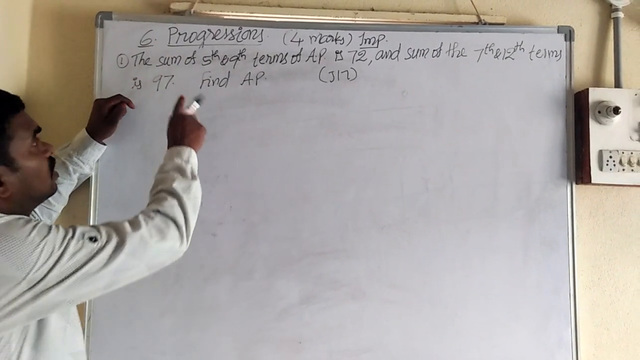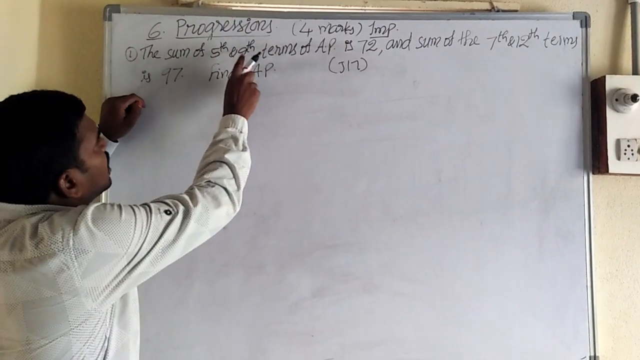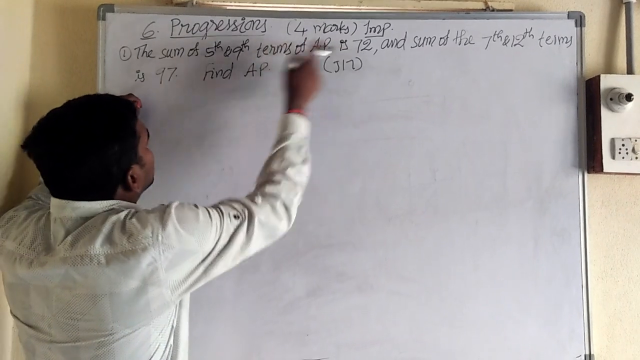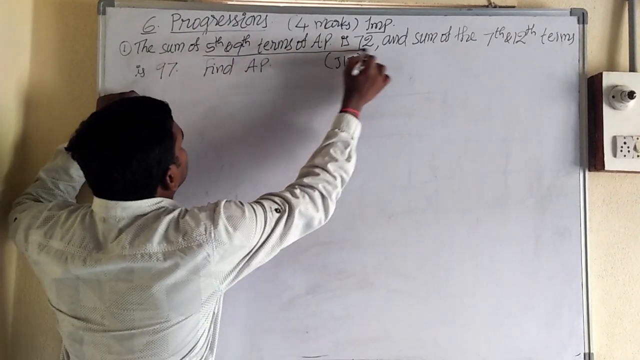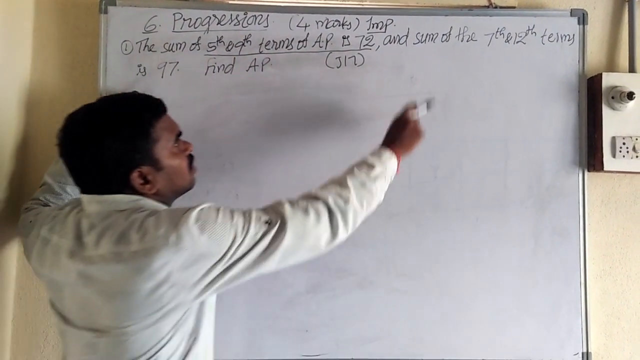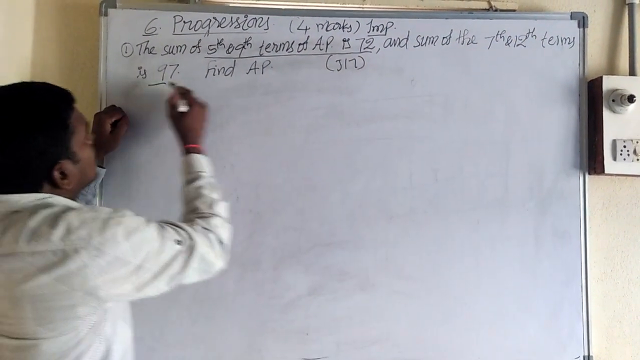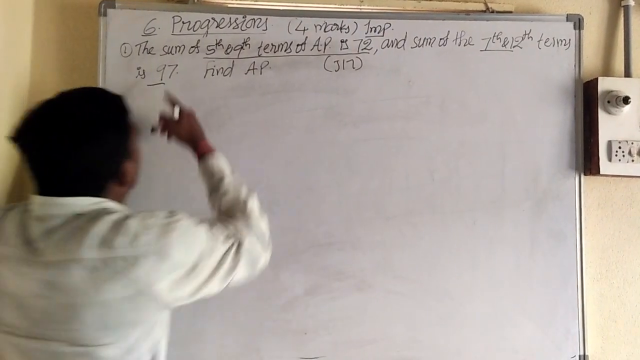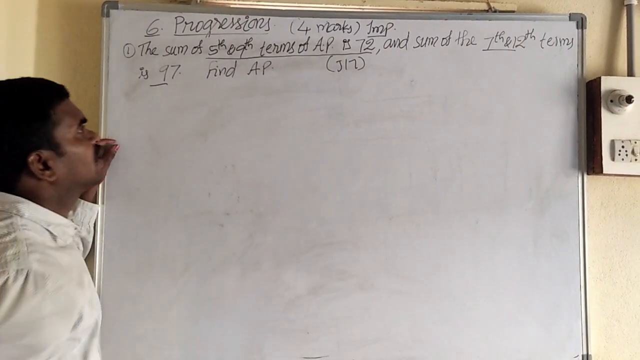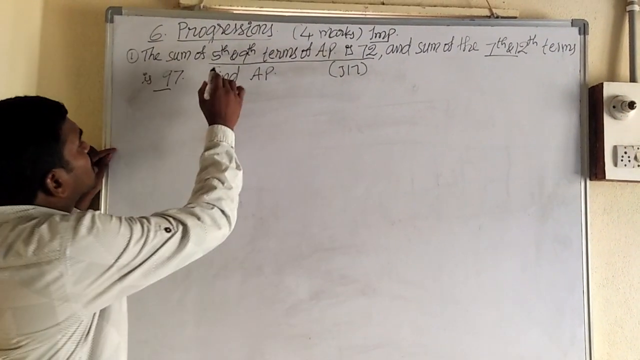What is the first question? The sum of the fifth and ninth terms of an AP is 72, and the sum of the seventh and 12th terms is 97. Find the arithmetic progression. Okay, what is the first statement?